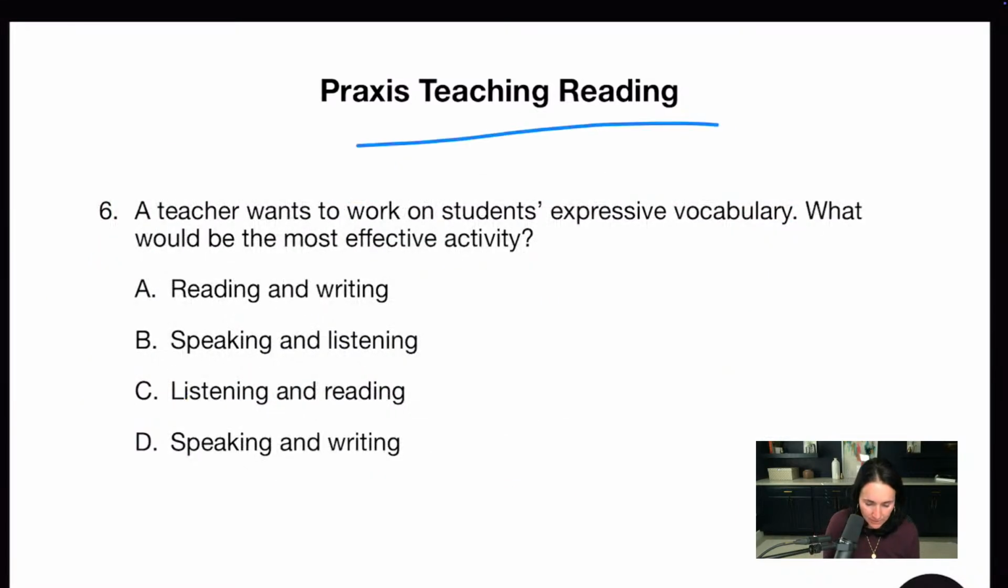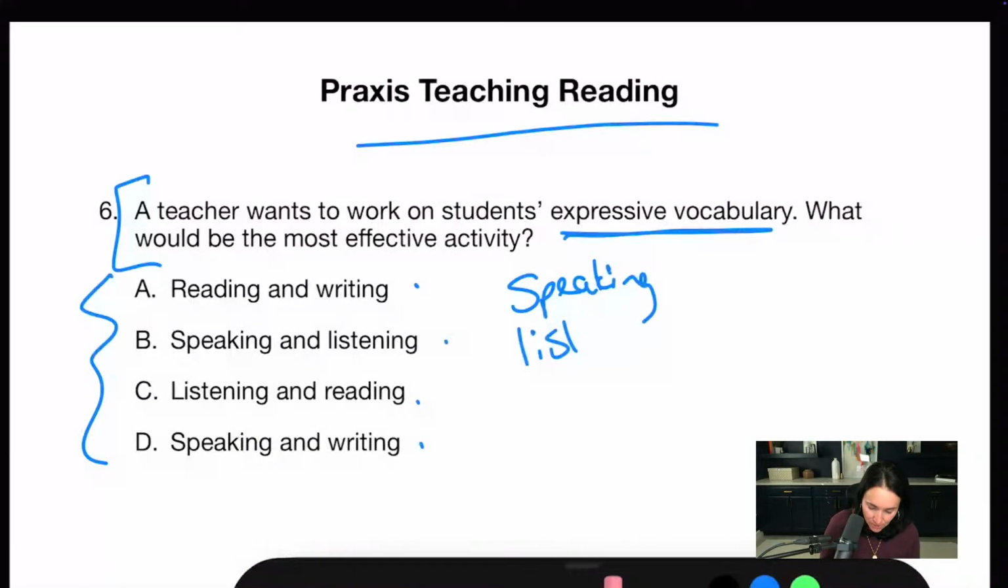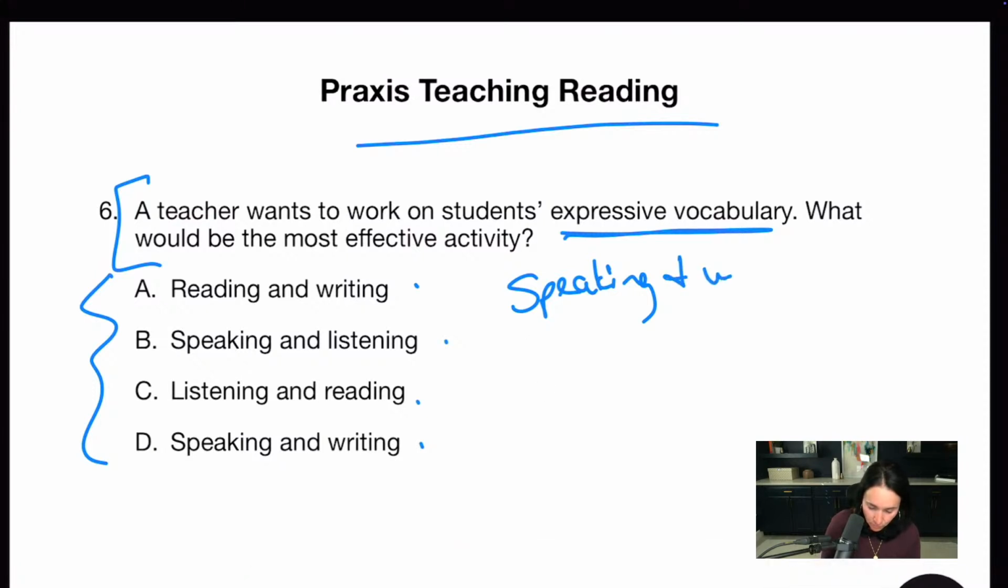Let's look at number 6, Praxis teaching reading. Reading and writing, speaking and listening, listening and reading, speaking and writing. All right, let's go here. A teacher wants to work on students' expressive vocabulary. What would be the most effective? Well, expressive is speaking and listening. Or no, I'm sorry, it is not listening. Speaking and writing. Because when you express yourself, you speak and you write.